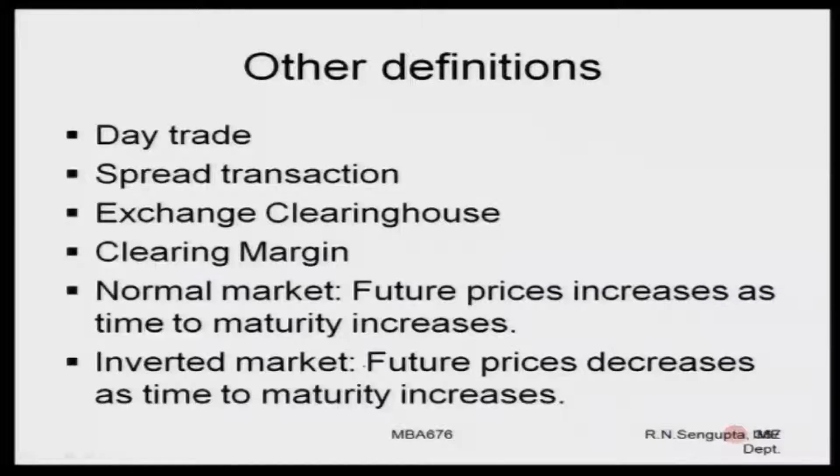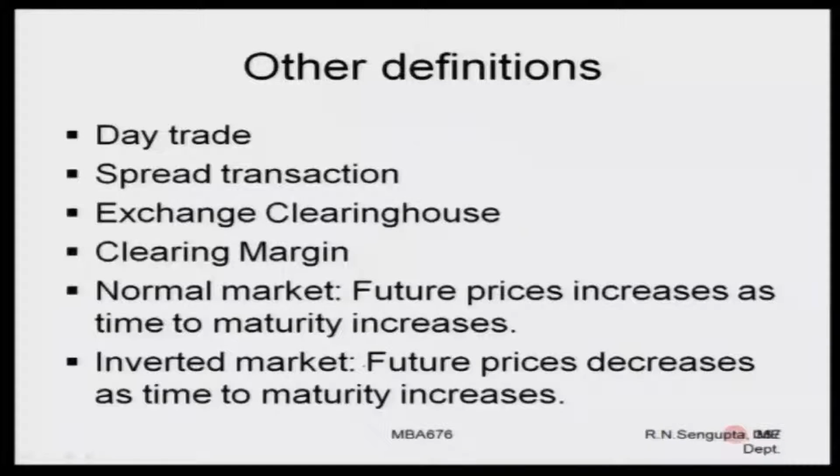Other definitions we will consider: day trading happens. You will also consider spread transactions, depending on the demand and supply of the prices. You have the sell and buy prices. You will have exchange clearing houses, which are a place where exchanges take place between a number of players, a marketplace in a very rudimentary sense, such that demand and supply is reflected in that exchange place. You will have a clearing margin. You will have a normal market, where the future price increases as the time to maturity increases, and the inverted market, where the future price decreases as time to maturity increases.